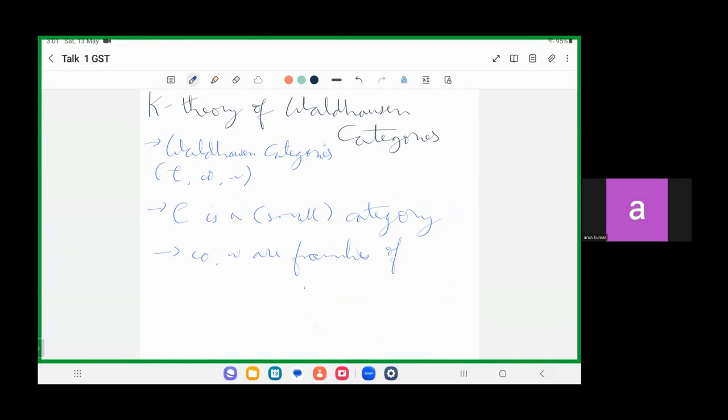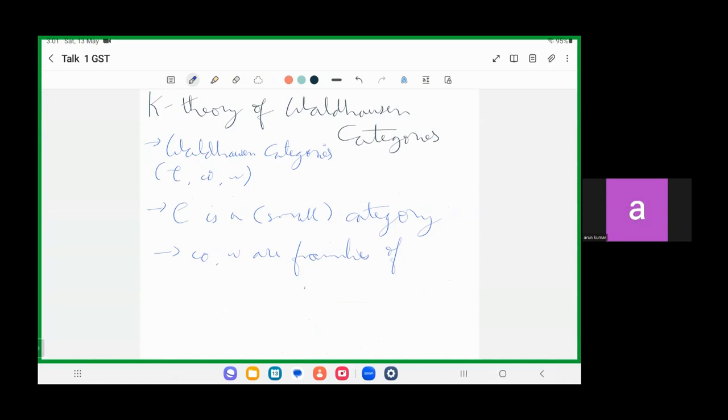I think up till this point, people have seen different versions of K-theory. So this is one of the most general versions of K-theory that we know, which is the construction of the K-theory space of Waldhausen categories. So we'll start out by defining what Waldhausen categories are.